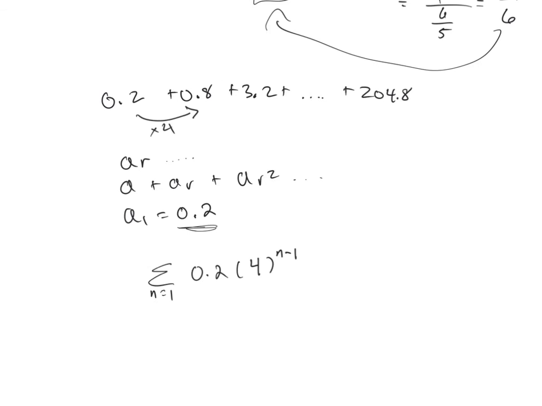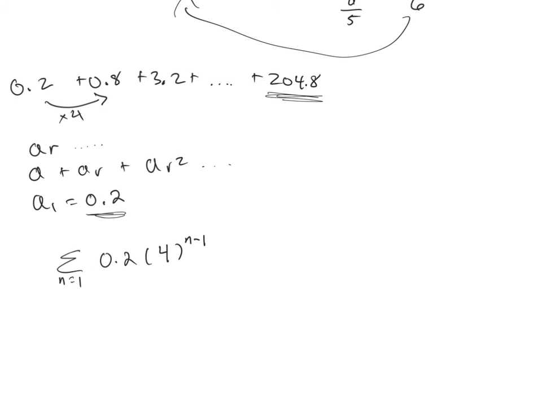Now I need to see what the very last term is to get 204.8. So I just plug this in and try to solve this here. So 0.2 times 4 to the n minus 1 should equal 204.8. Divide both sides by 0.2. So 204.8 divided by 0.2 gives me 1,024. And I have a feeling that this is a power of 4.